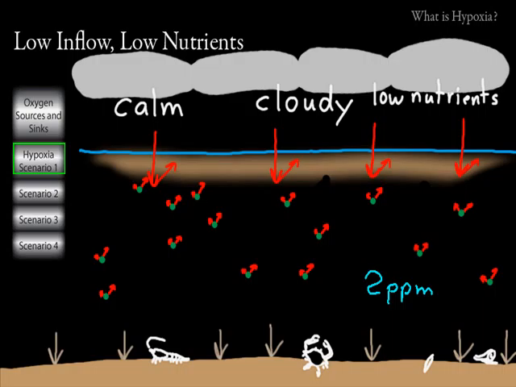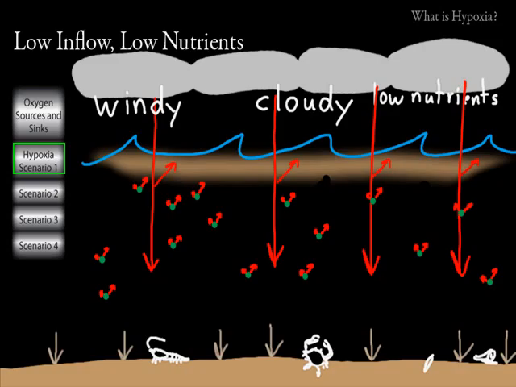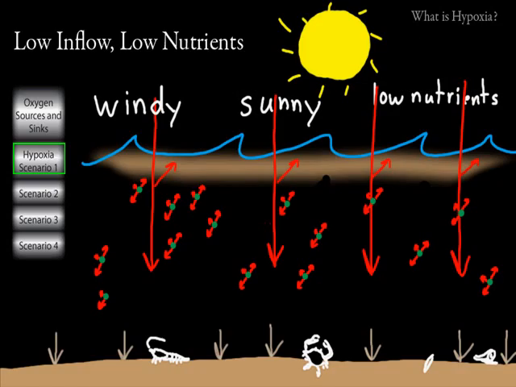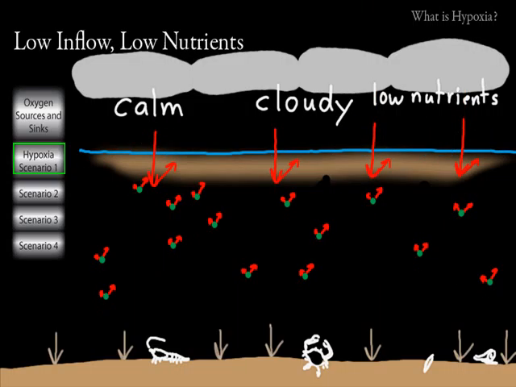So a situation like this where it's calm, it's cloudy, and low nutrients, that could be a bad situation potentially for creating hypoxia. However, if it's windy and cloudy, or windy and sunny, then hypoxia is probably not going to occur. Calm and cloudy is probably the worst case scenario for any inflow nutrient scenario, especially if it's a sustained period of calmness and cloudiness, because it takes a while for the oxygen to be used in a system.